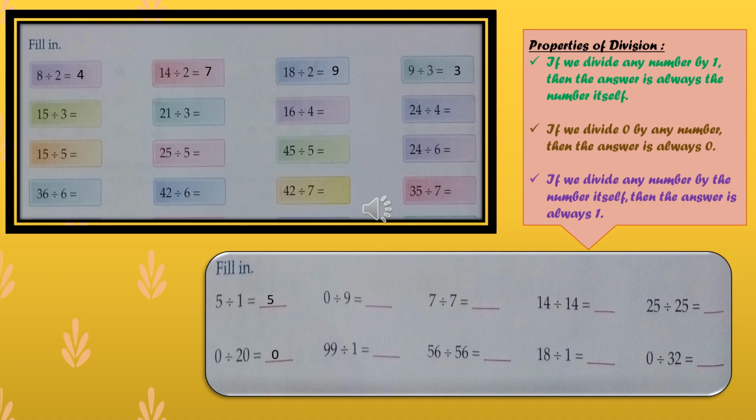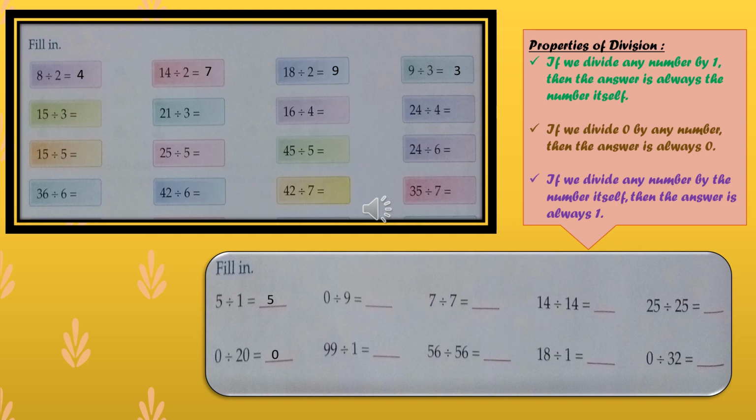If we divide any number by the number itself, means 18 divided by 18, then the answer is always 1. It will always be equal to 1. Okay, so these are the properties of division. And now we will use these properties of division in solving the questions given below.